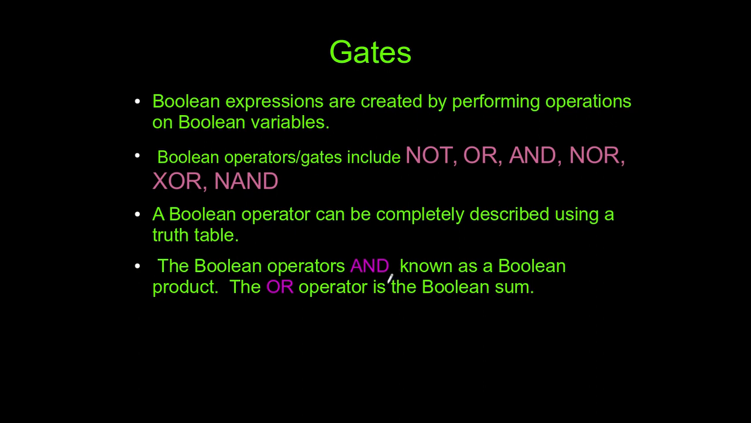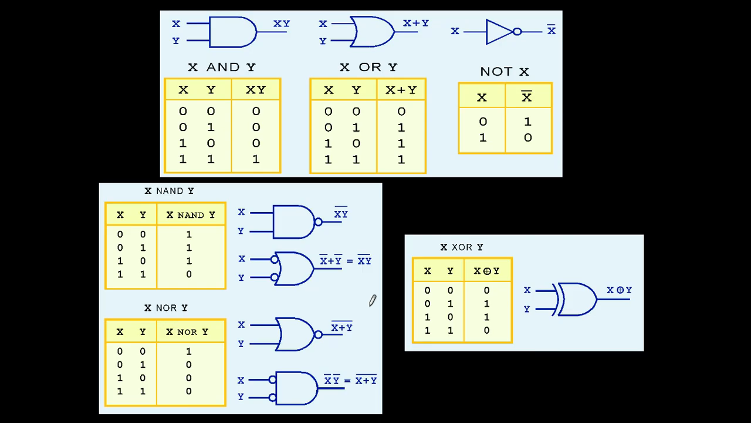The Boolean operator AND is known as a Boolean product. The OR operator is the Boolean sum. So this picture is really important, guys. It covers the Boolean expression, the logic diagram, and the truth table of my 6 gates: 1, 2, 3, 4, 5, and 6. You have to know this. You have to know it.